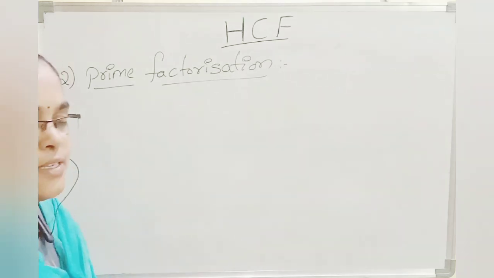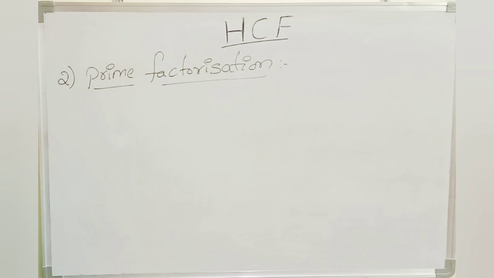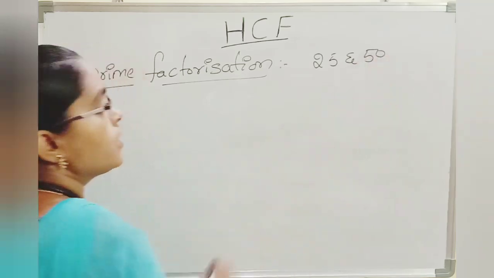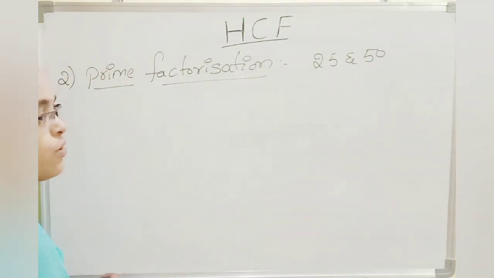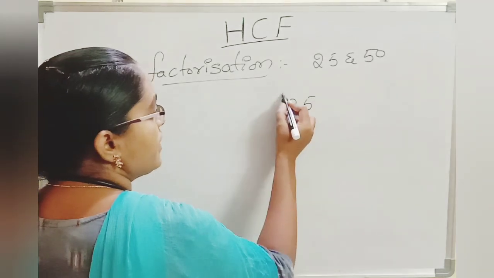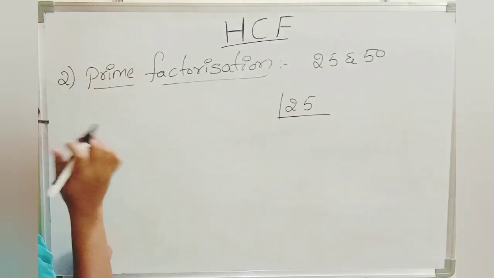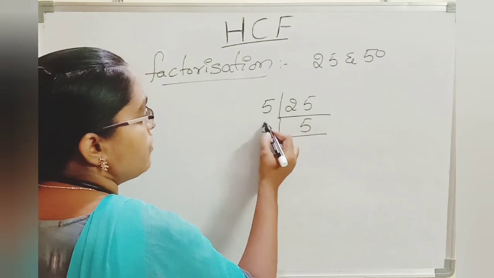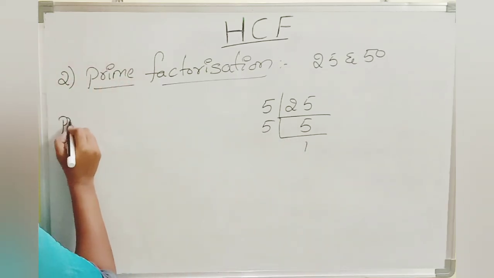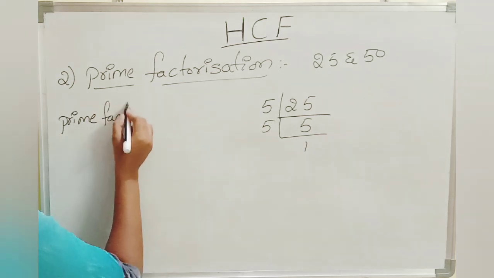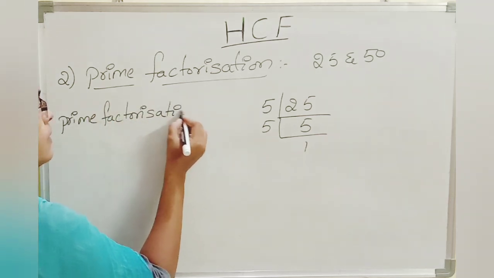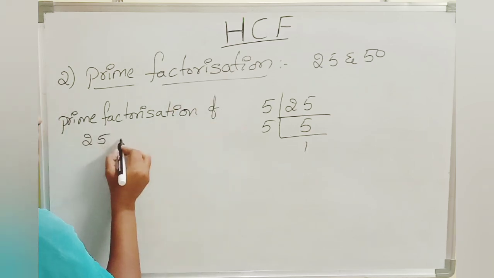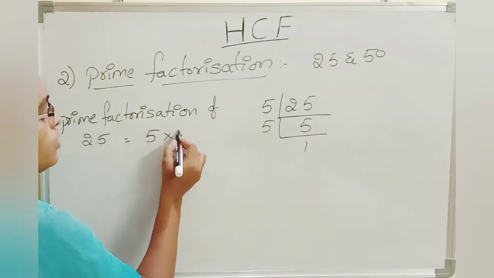Let's see how to find the HCF of numbers with the prime factorization method. Here also we take the same example, 25 and 50. First I need to write the prime factorization of 25. We need to take only prime numbers. 25 comes in the 5 table: 5 5s are 25, and then 5 1s are 5. So the prime factorization of 25 is nothing but 5 into 5.